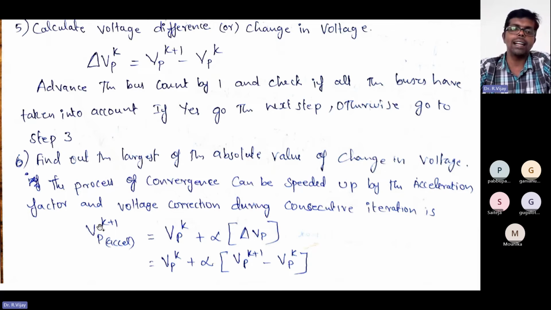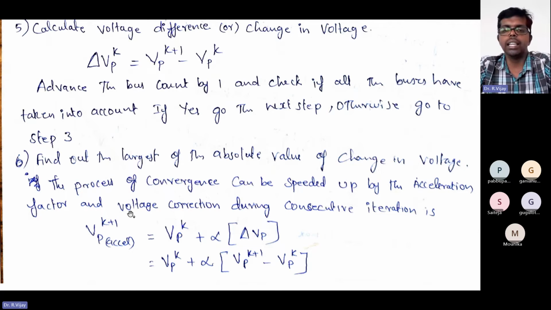Next we need to calculate the updated value, VP accelerated K plus 1, or updated or new value. In some books it is given as accelerated value, in some books as new value, in some as updated value. Here we are using accelerated value or new value. So VP accelerated K plus 1 is equal to VPK plus alpha into del VP. So this is the new value. VPK plus 1 is the new value. That is VP new is equal to VP old plus alpha into del VP.